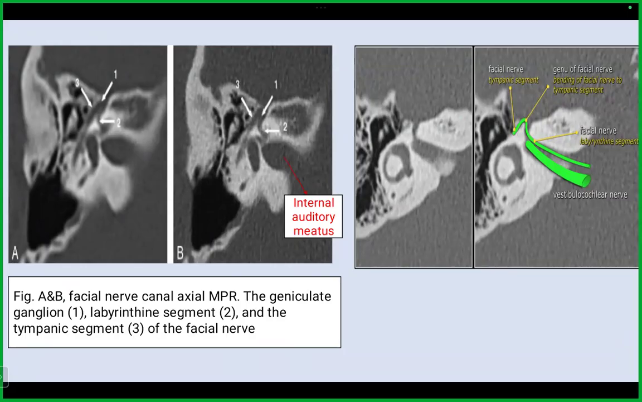This is the facial nerve canal on an axial MPR, multiplanar reformation, CT scan. It shows the geniculate ganglion, number 1, the labyrinthine segment, number 2, and the tympanic segment, number 3, of the facial nerve.